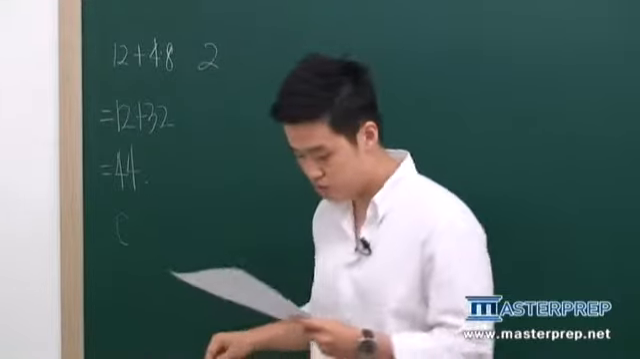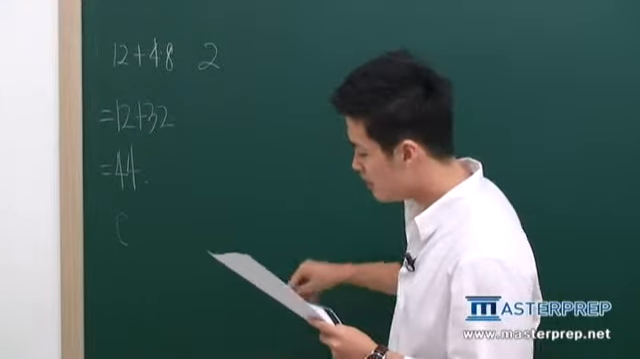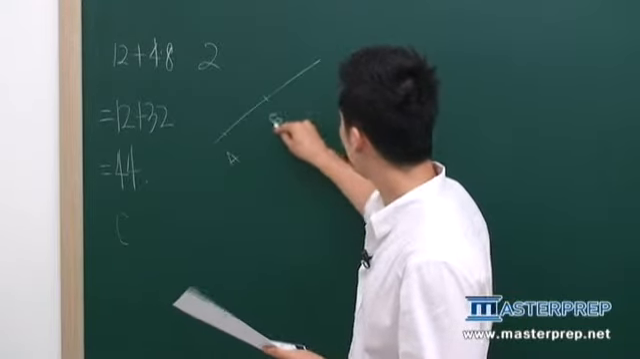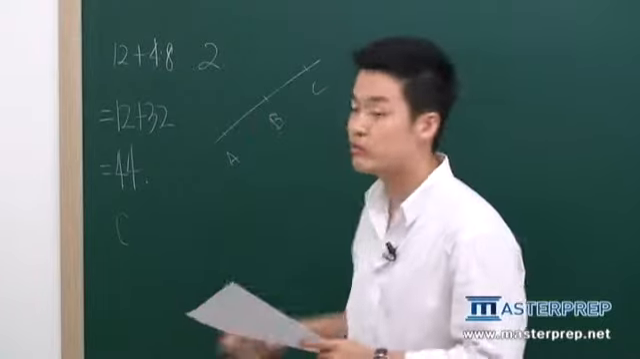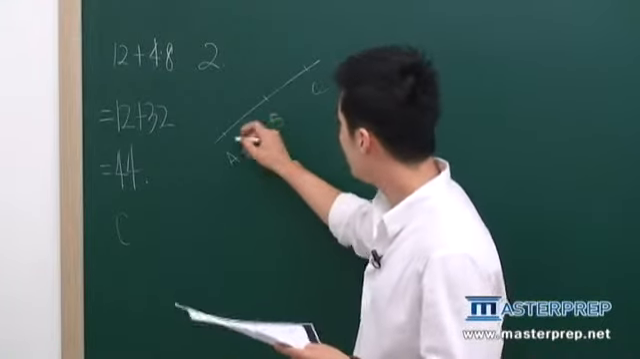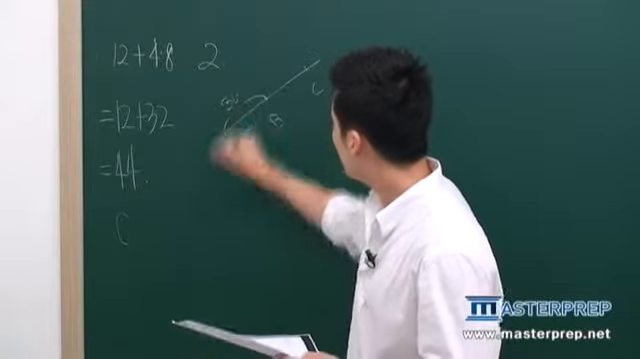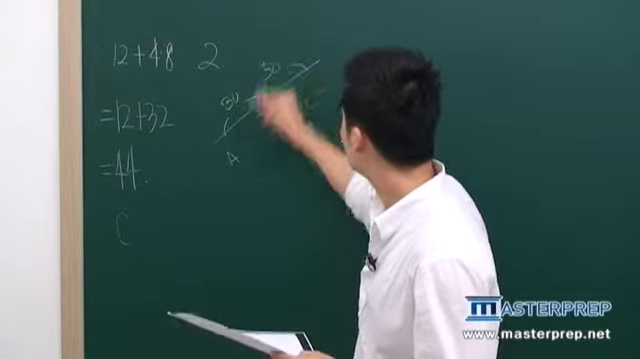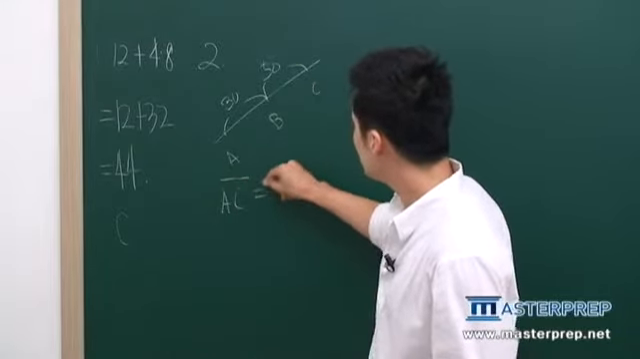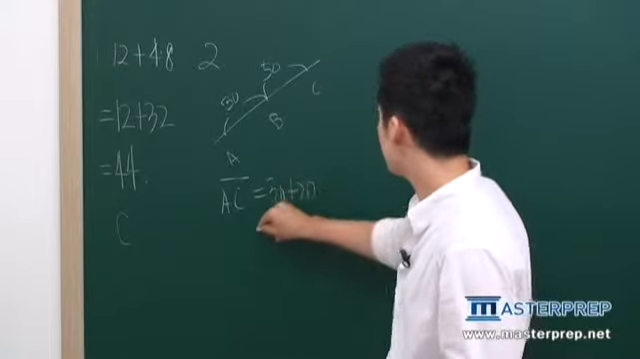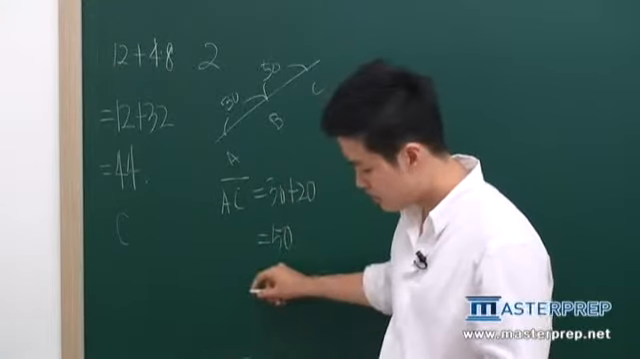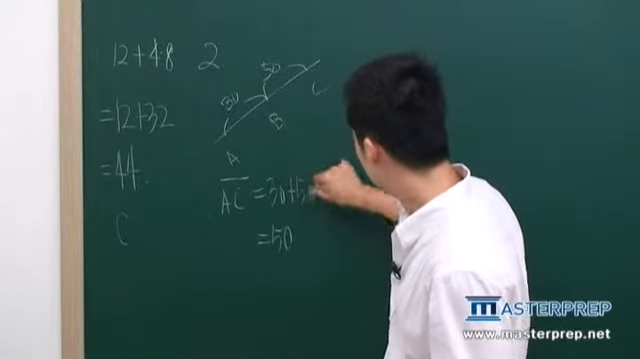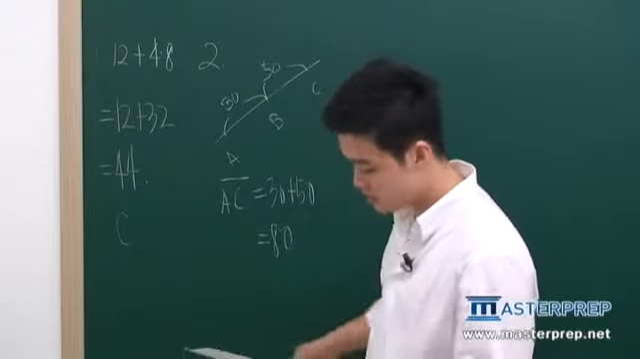Okay, so let's begin with 2. We have points A, B, C on a line. This is not drawn to scale. We know that AB is 30, and BC is 20 more than AB, which means BC is 50. So AC is actually equal to 30 plus 50, which is 80. So the answer is D.